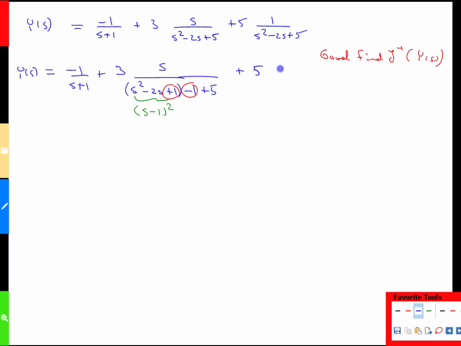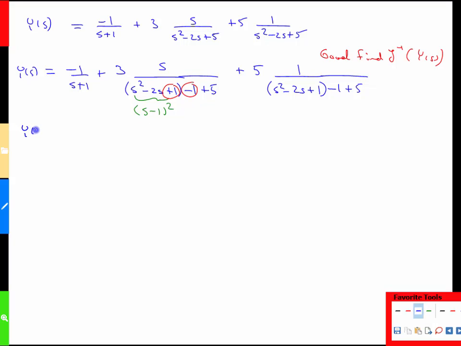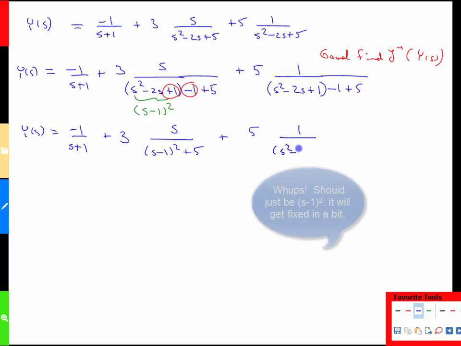And we'll do exactly the same thing on this other expression. We'll add 1 and group it with these terms. We'll subtract 1 and group it with the plus 5. Rewriting this one more time. I think we might need 2 more times before we're done, but we'll see. We have 3s over s minus 1 squared plus 4, plus 1 over s minus 1 squared plus 4, when we combine those two outside terms.